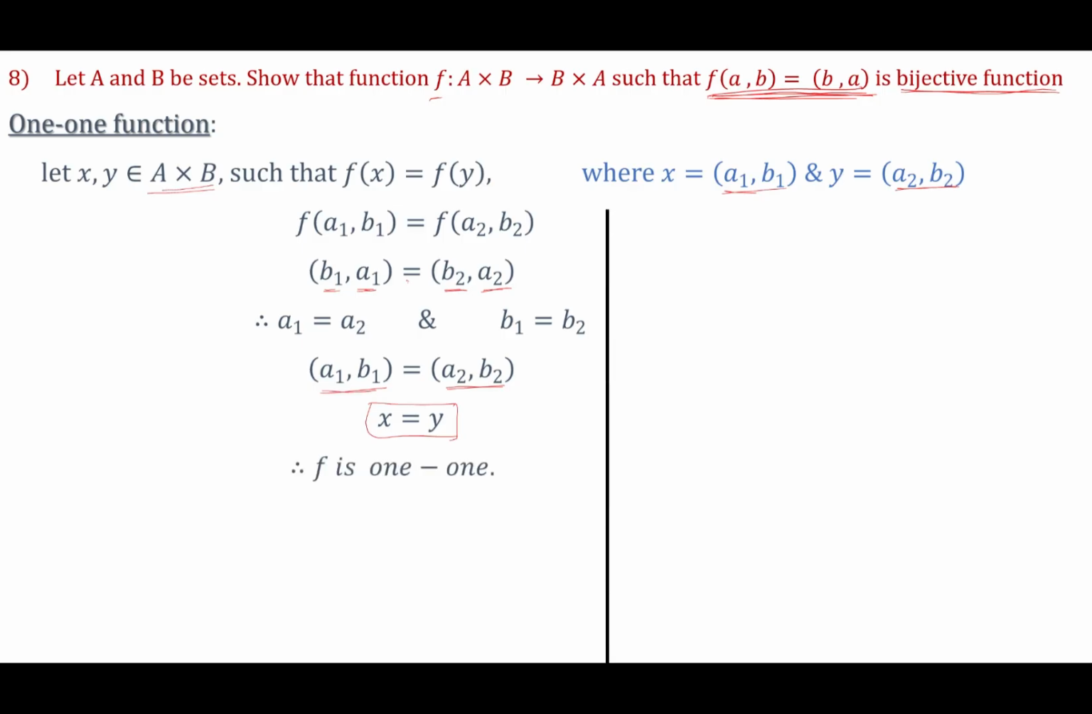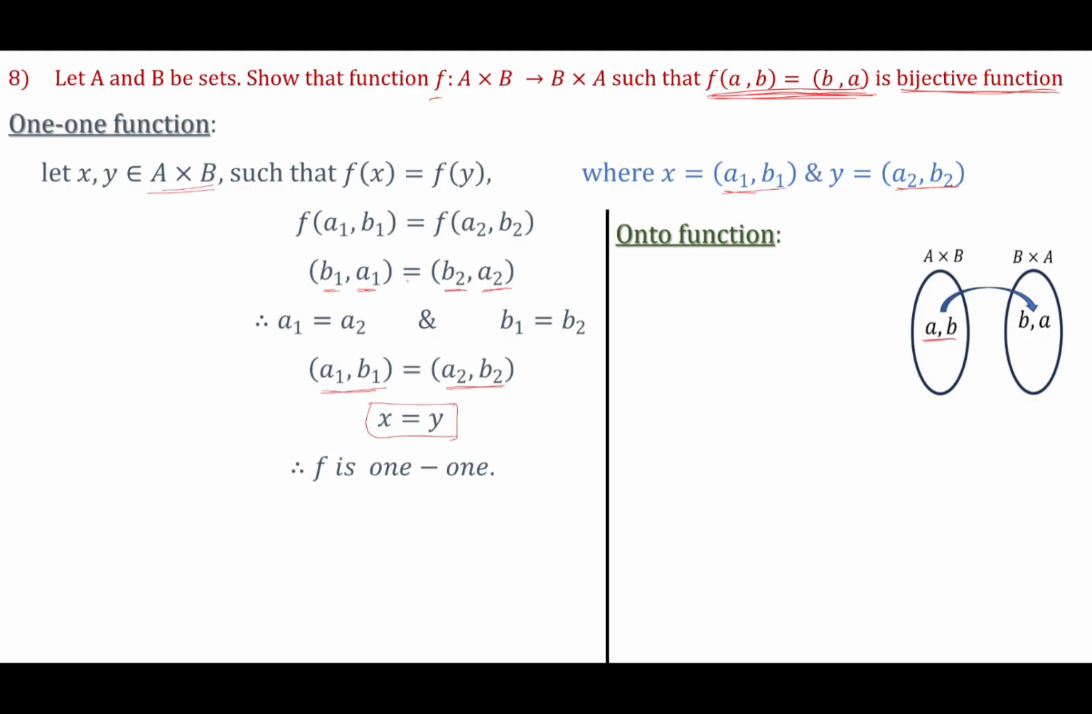Now check for onto function. Let us draw a rough figure for this one. A cross B has an element (a, b), which gives the result (b, a). So any values, like if I keep (x, y), f of (x, y), then I'm getting (y, x). So this has a preimage. So every element of set B cross A, the codomain, has a preimage in its domain.